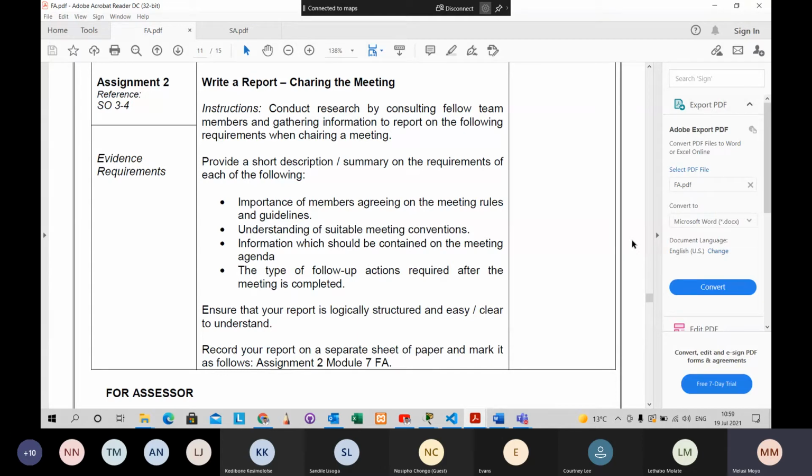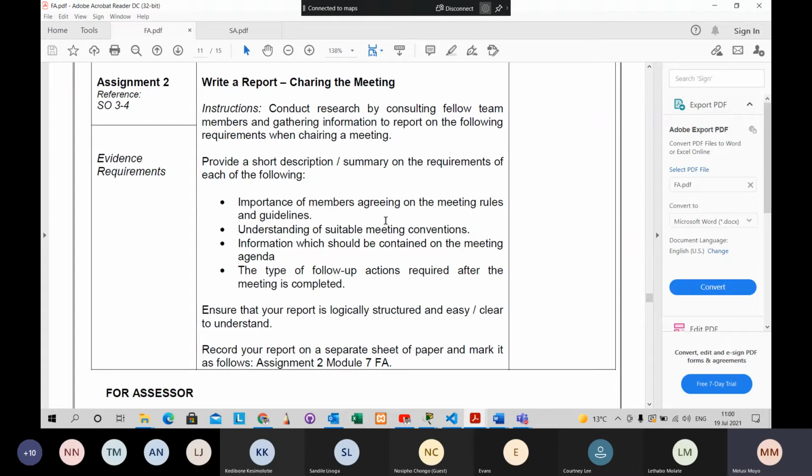And then understanding of suitable meeting conventions. How is that important for you to understand, like maybe the dictatorship or the facilitative, all of those three methods, right? And then information which should be contained on the meeting agenda. Why is that important for you to know the agenda of the meeting before we even go to the meeting? The type of follow-up actions required after the meeting is completed, right? So what type of follow-ups do we need to conduct?